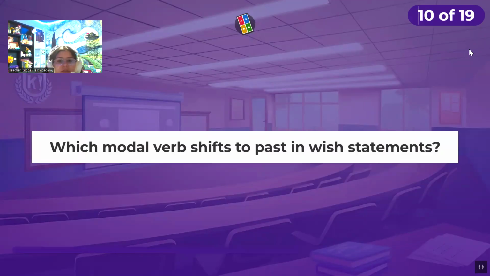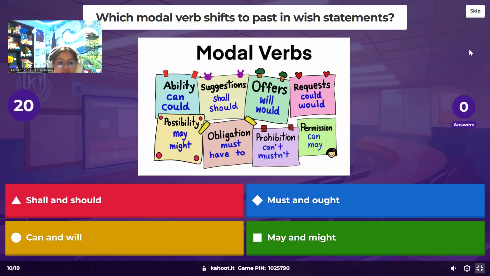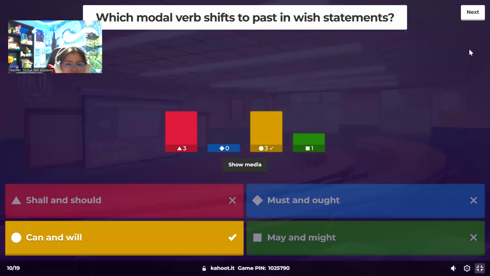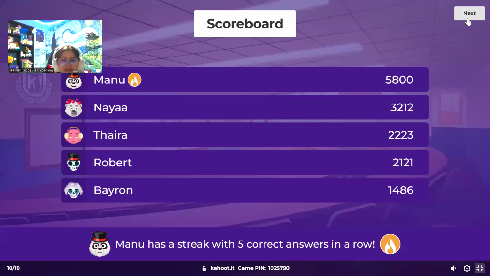Let's go to 10. Which modal verb shifts to past in wish statements? So what do you think? This is something that we haven't studied yet, but what do you think according to what you know? Some of those modals can change to the past. So we have can and will. And what are those? The ones that I mentioned before, right? So could and would, right? But in the past, obviously.